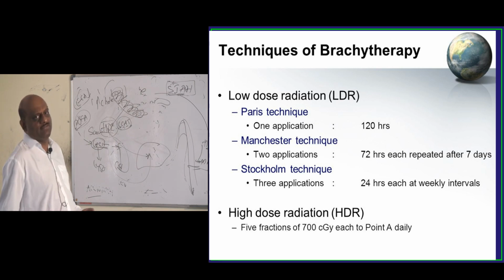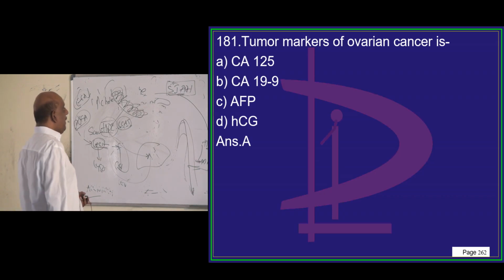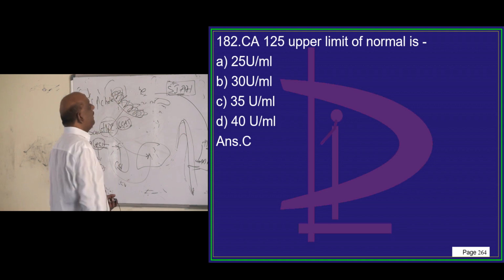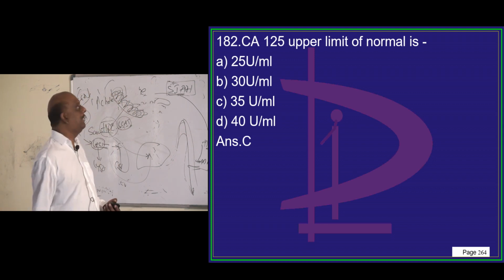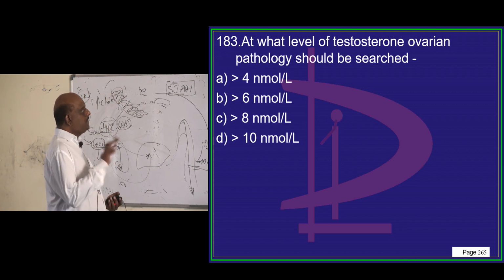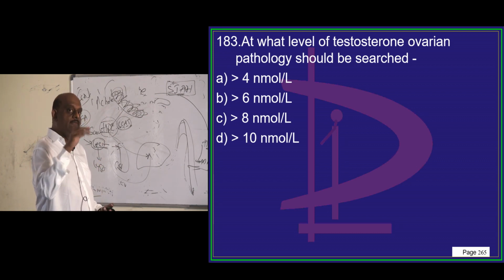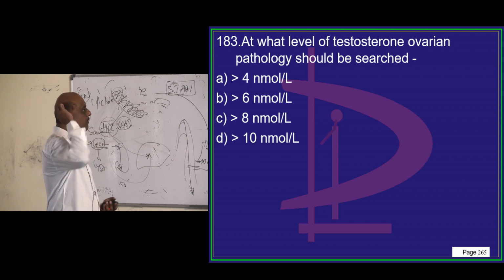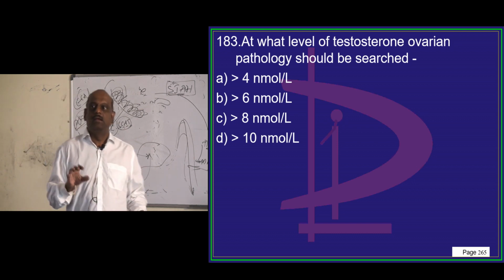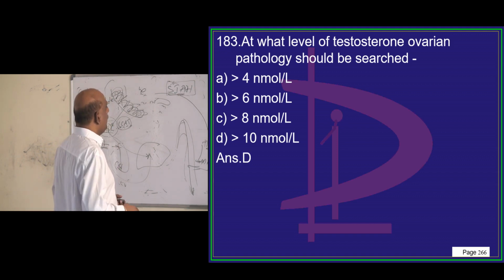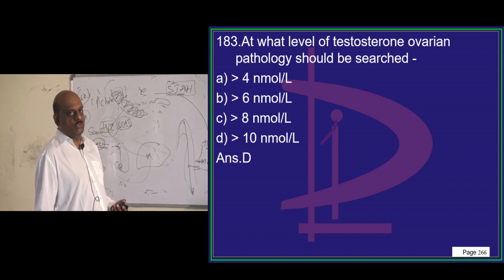So carcinoma cervix, doctor, everything, anything you should know about it. Ovarian cancer, CA 125. Upper limit of CA 125 is 35 units per ml. Testosterone, how much level? If it is more than that, you think of an ovarian pathology like an arrhenoblastoma. When do you suspect? If it is more than 10 nanomoles per liter.